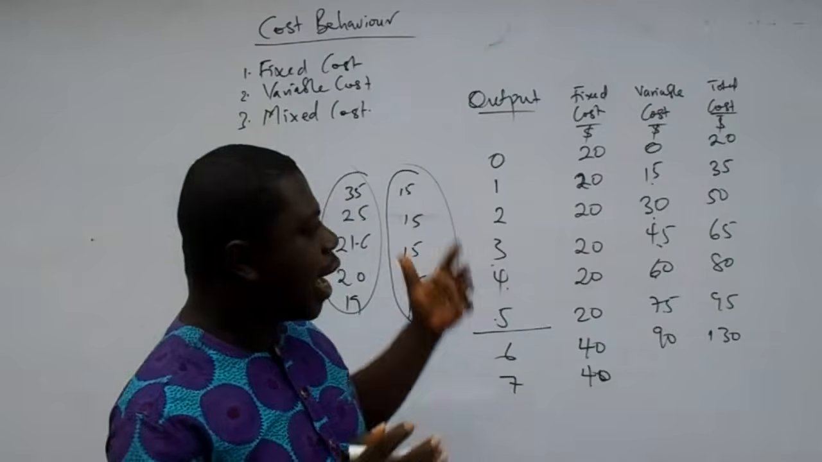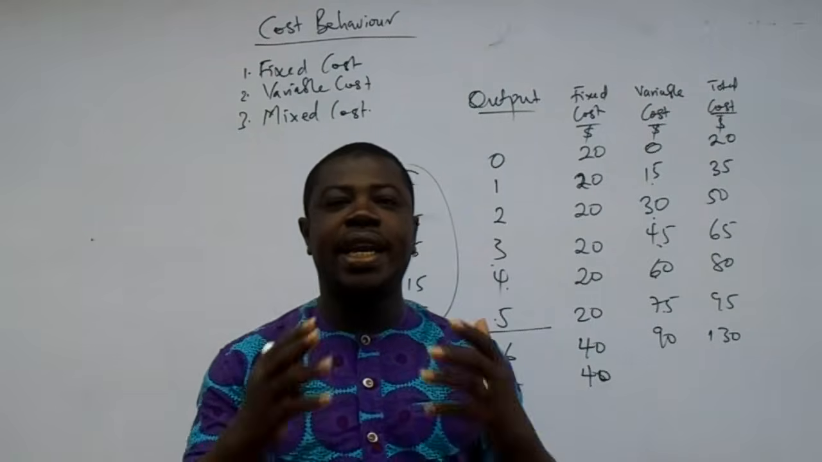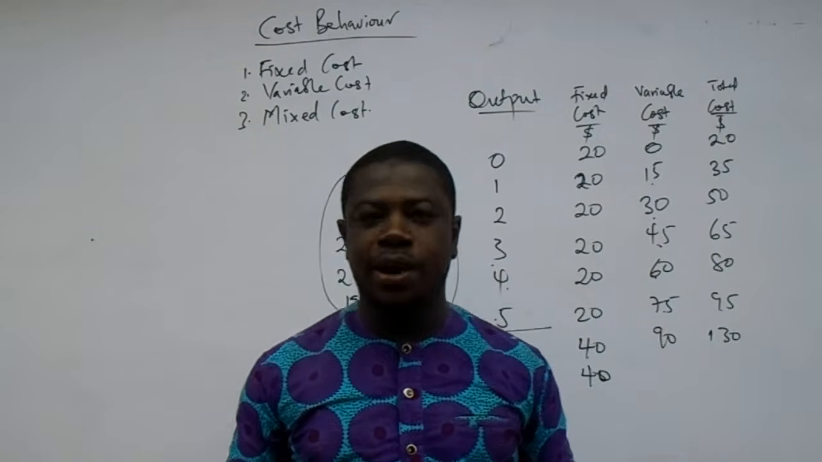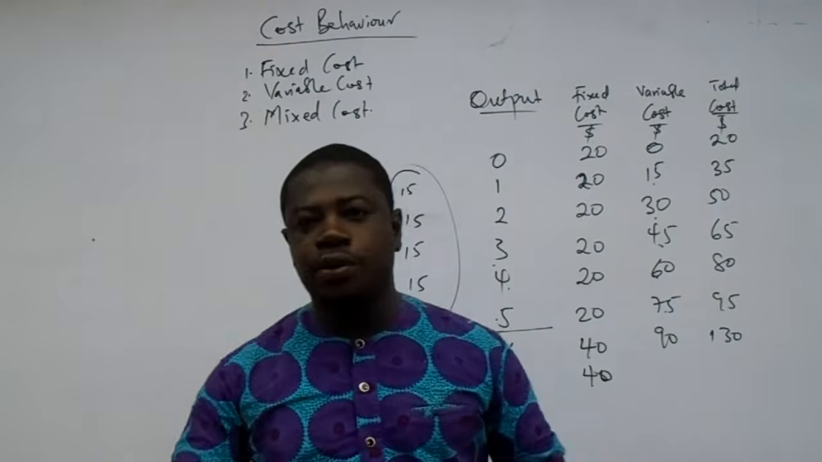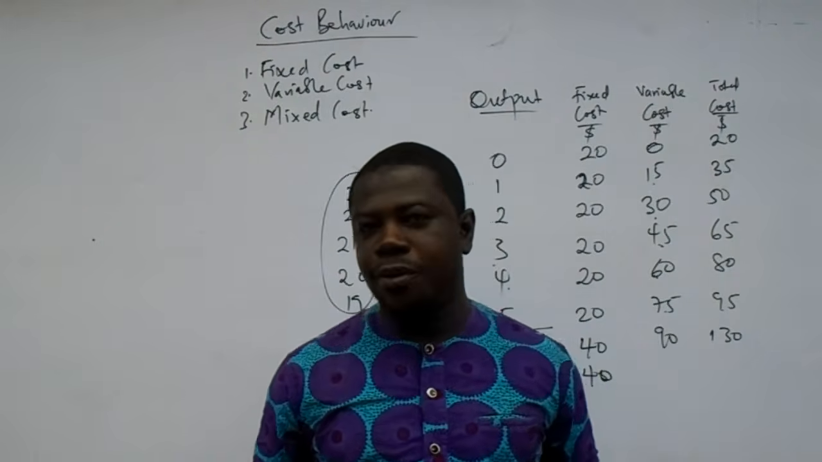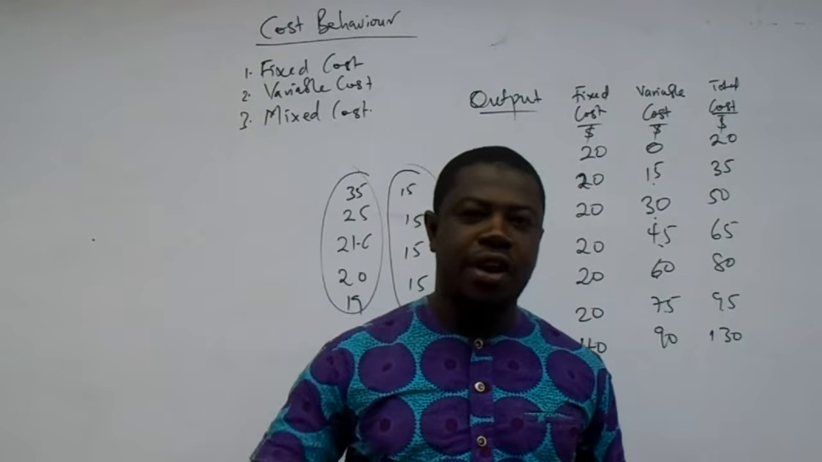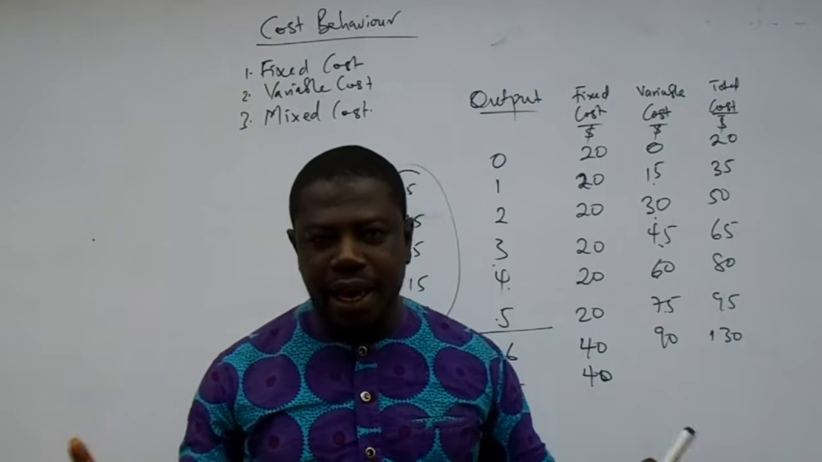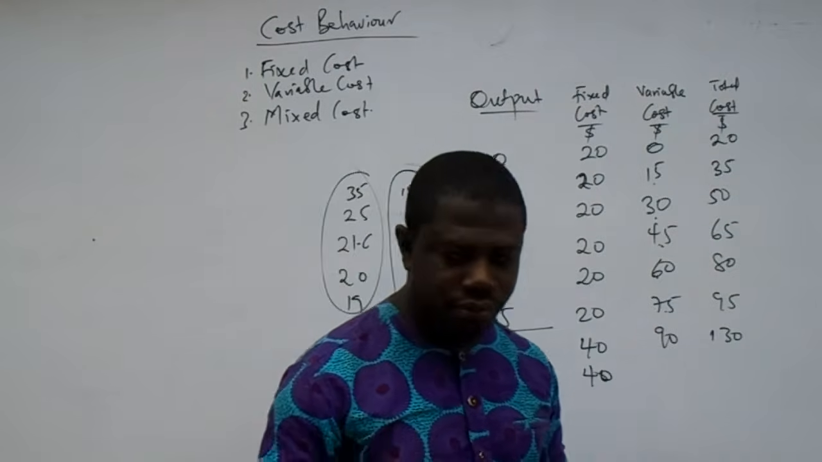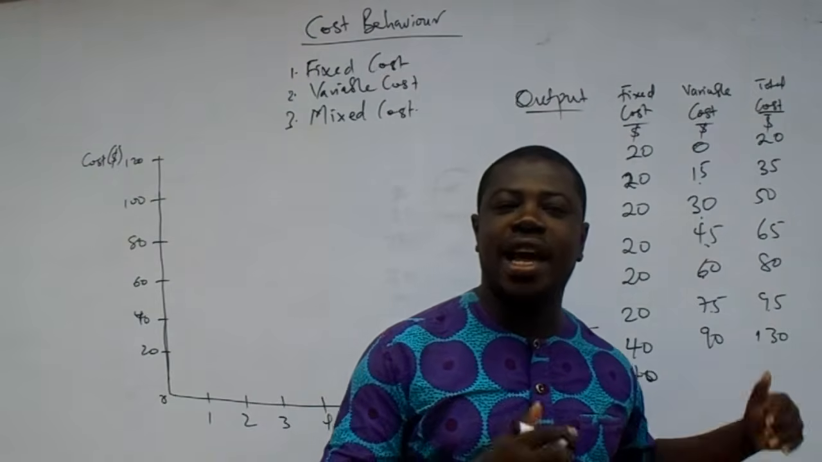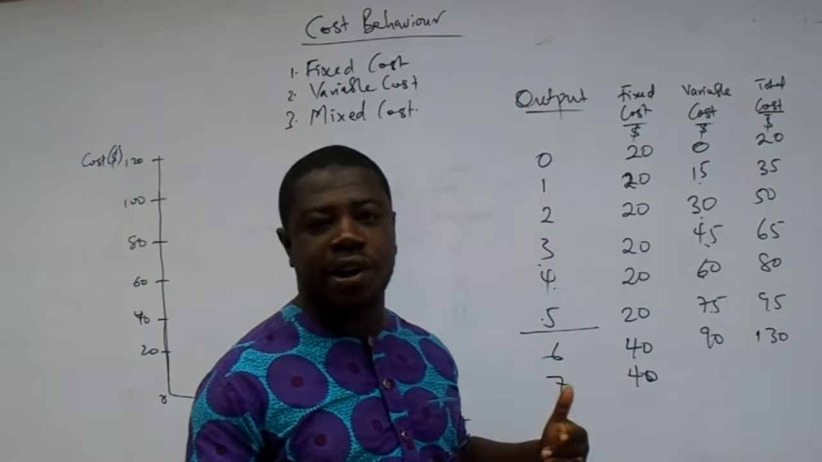And so mixed cost, I believe, is well understood. The next thing that we are going to do now is look at the graphical presentation of these costs. We are going to look at how the fixed cost will look on a graph, how the variable cost will look, and how the mixed cost will also look on a graph. We are going to look at how to present each of these costs graphically.